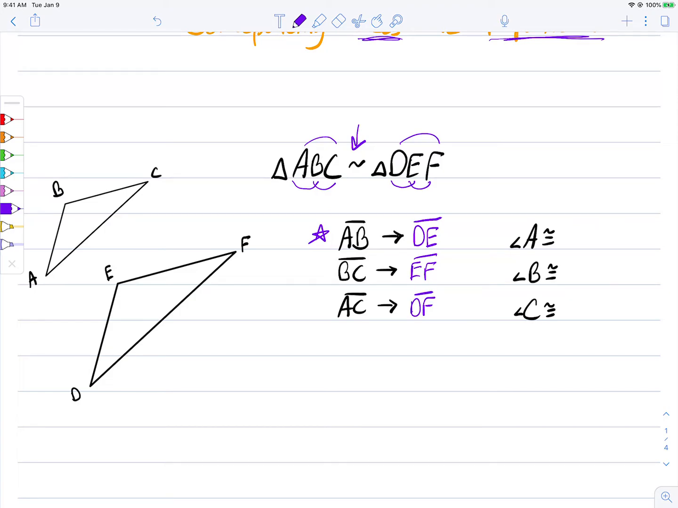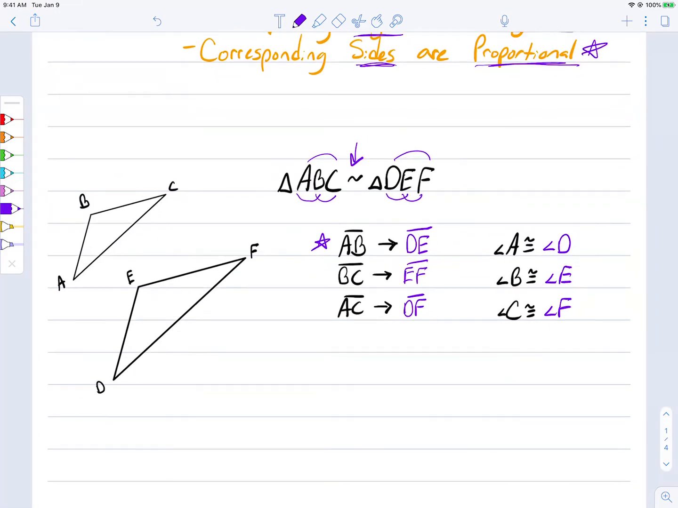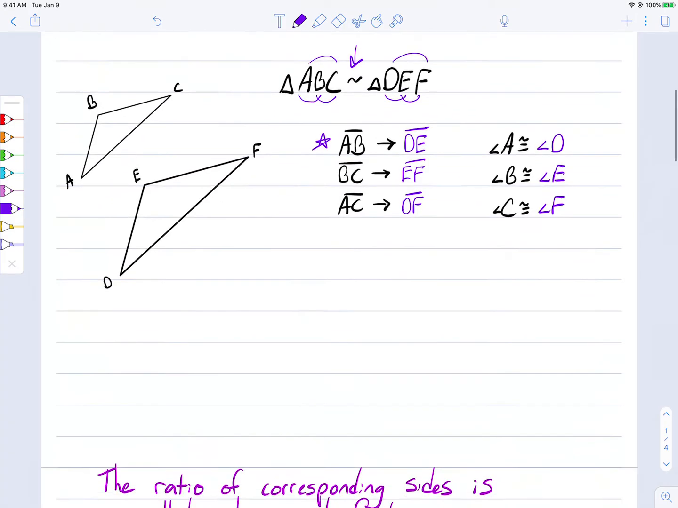Now the angles are congruent. They actually keep their size. Angle A is congruent to angle D, first. Angle B is congruent to angle E, second. And angle C is congruent to angle F. Those are both last in the similarity statement.